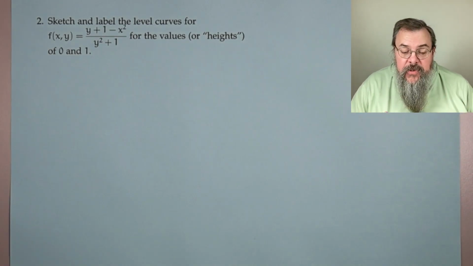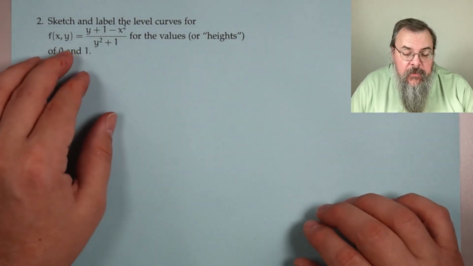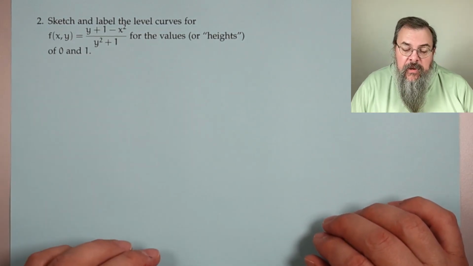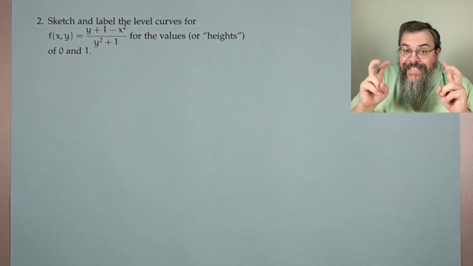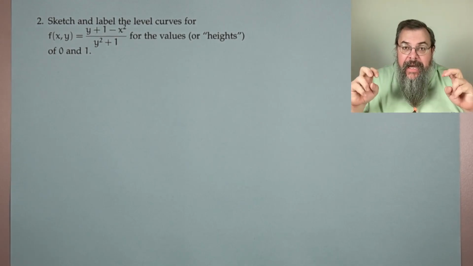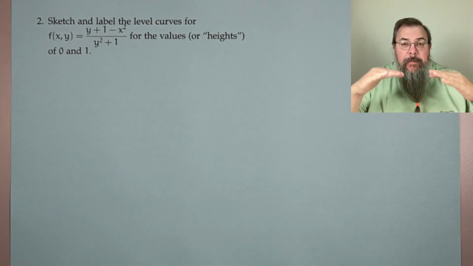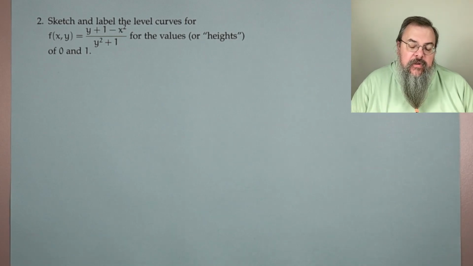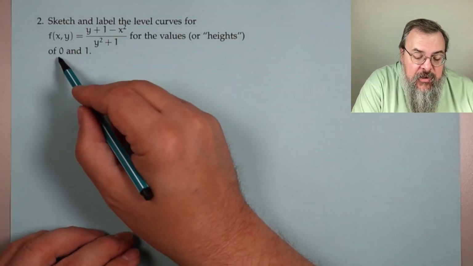Sketch and label the level curves for the function f of x, y is y plus 1 minus x squared over y squared plus 1 for the values or heights of 0 and 1. So heights here, think of it like a topographical map. All right, so what does this mean?